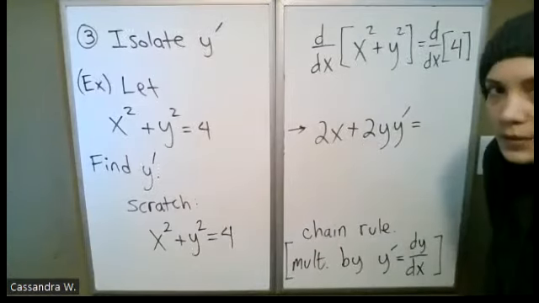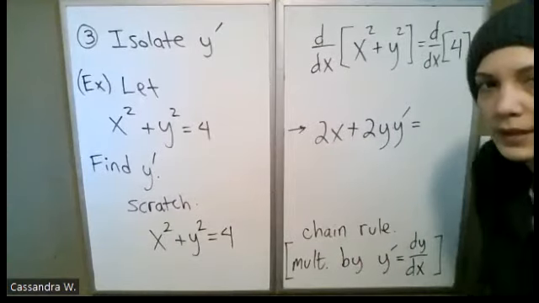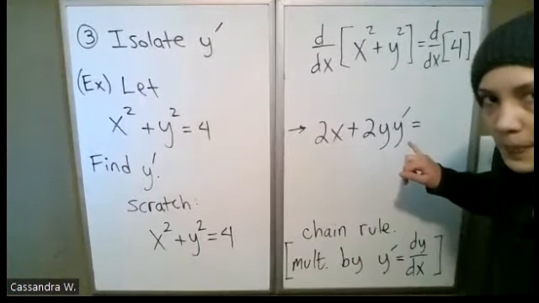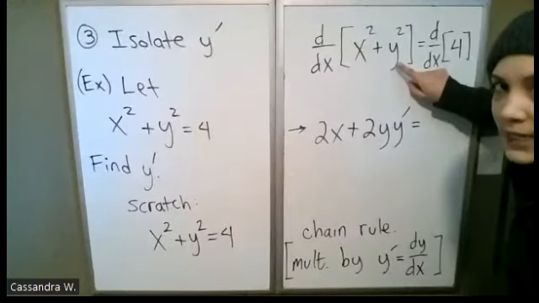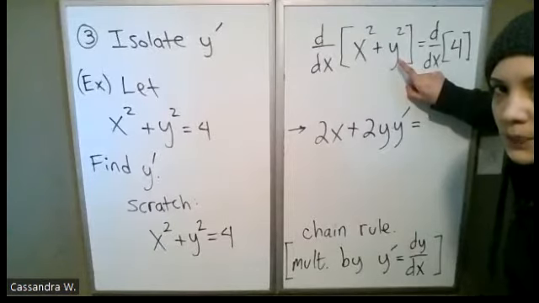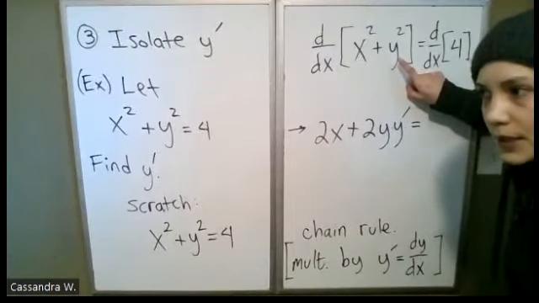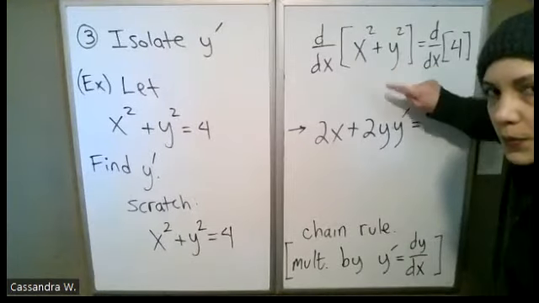Equal to 0. The derivative of 4 is going to be 0. How do we get the derivative of y? It's from the chain rule because y is actually a function of x.